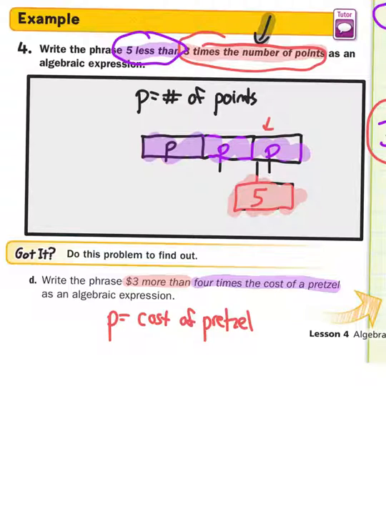Now, here's what you are to do on your own. You're going to draw your bar diagram, and then you're going to write your expression. And remember my hint from above. My hint is start with the second part, and then go to this part. Okay, give it your best shot. Pause the video, and restart it when you think you have it. Go ahead.